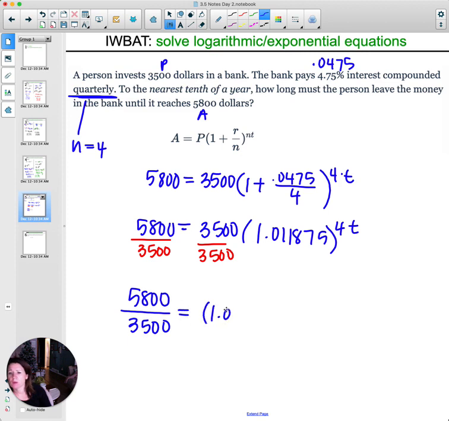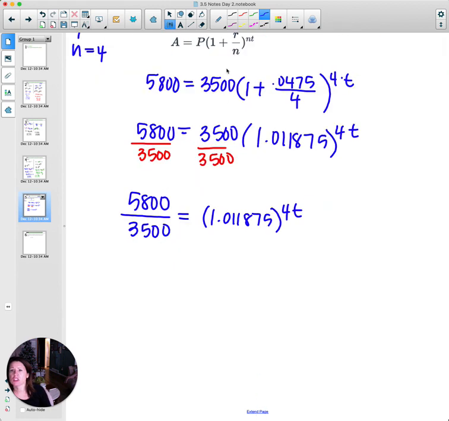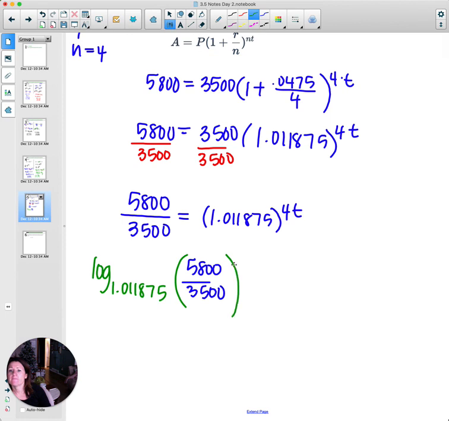So now we have this 1.011875 to the 4t. So we need to undo this base. So we're going to do a log of that base to both sides. So log base 1.011875 of this whole thing. And then remember that the log base will cancel this. So we'll just have equals 4t because we did that log base to both sides. So now you're just going to divide both sides by 4.